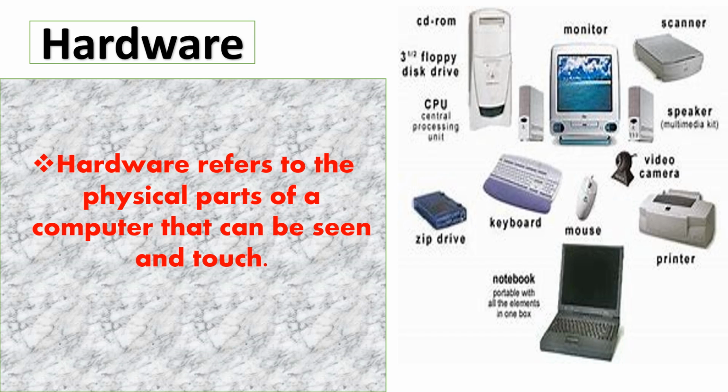Okay, now let's start with first heading, hardware. Hardware refers to the physical part of a computer that can be seen and touched. For example, the monitor, keyboard, mouse, speakers, every tiny nut and screw inside the computer is hardware.